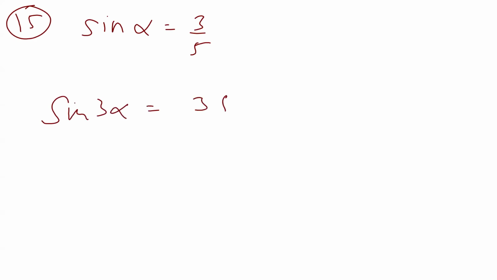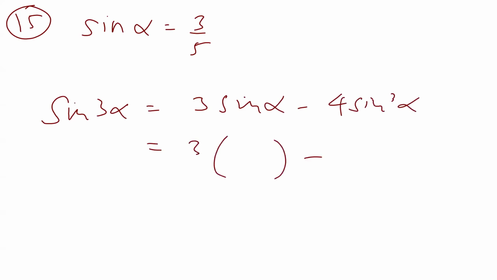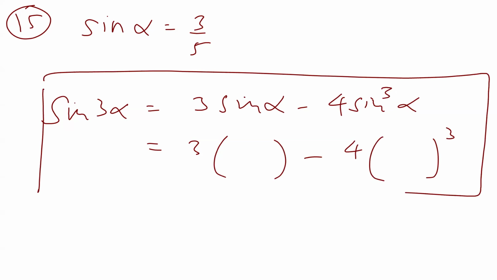So, question number 15, sine alpha is equal to 3 by 5. So, they are speaking about sine 3 alpha. So, that is 3 sine alpha minus 4 sine cube alpha. So, you can put the values of sine alpha over here. Sine alpha is given. Okay. So, this is how you calculate sine 3 alpha using the triple angle formula.